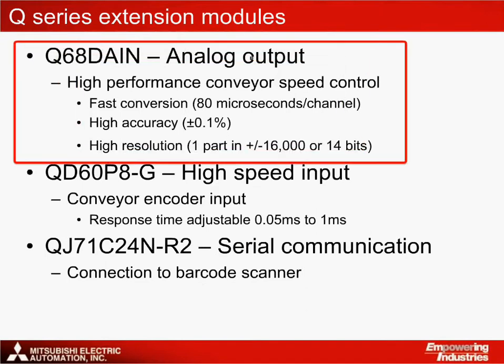The analog output module allows the CPU to convert digital program values to real analog current or voltage signals to determine the speed of the VFDs. The outputs of the Q68DIN are directly connected to the inputs of the A700 VFDs.